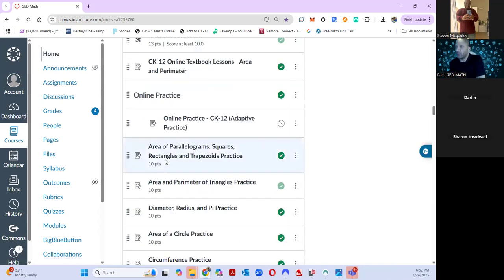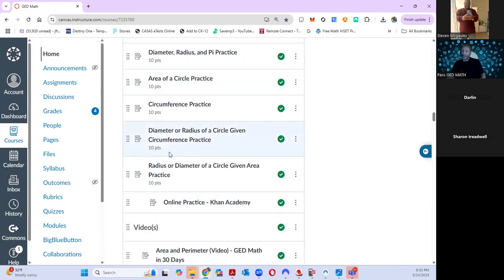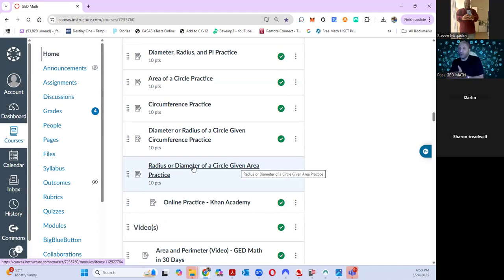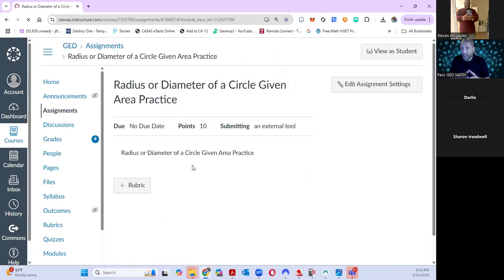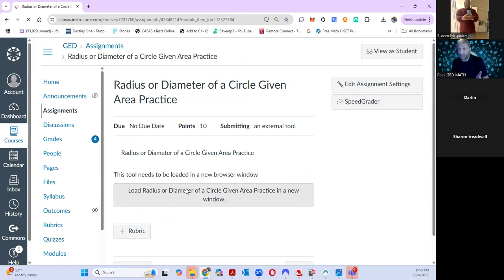But what we're going to do is go to online practice. We want to find the radius or the diameter of a circle given the area. And again, this site is also free. It doesn't cost you anything. What it takes is sweat equity, your hard work. That's all it takes. I want you to pass your exam. So let's open this up and try to solve a problem where they ask us to find the radius or the diameter given the area.